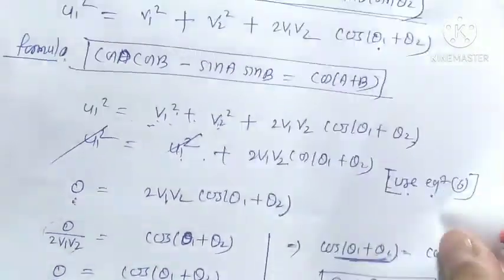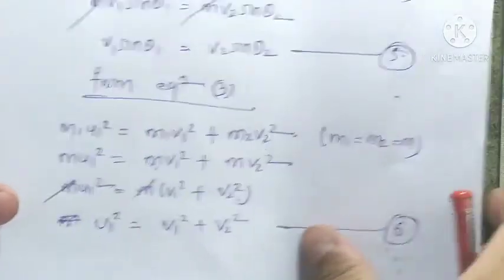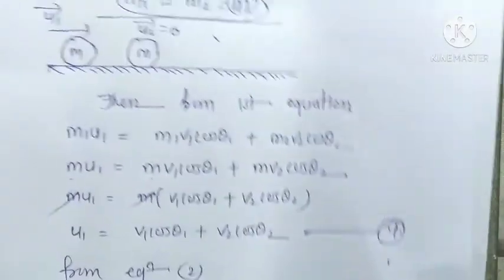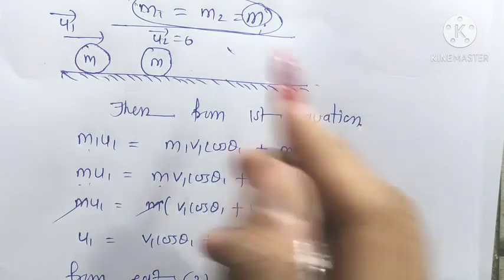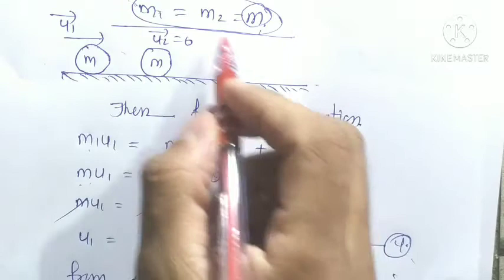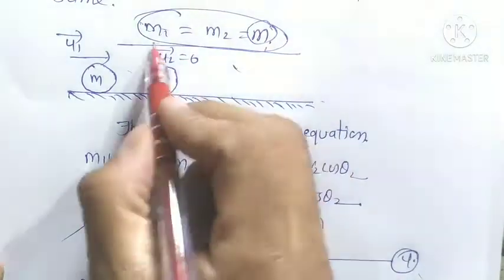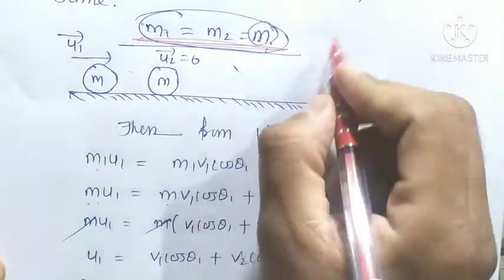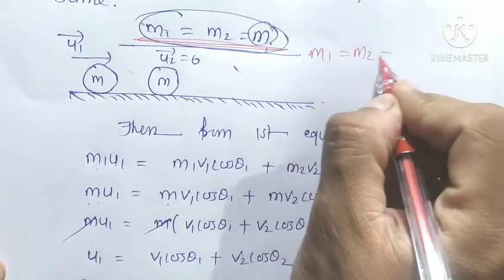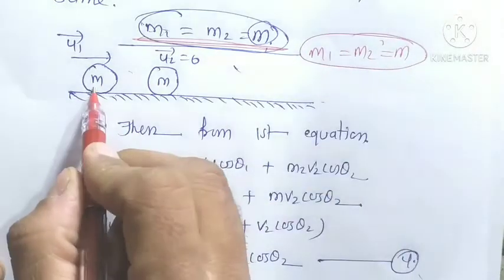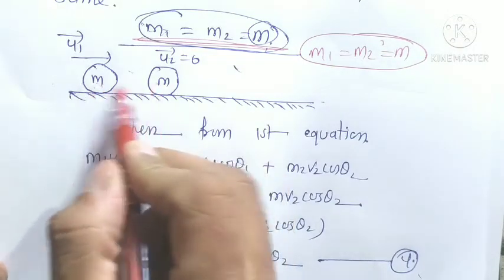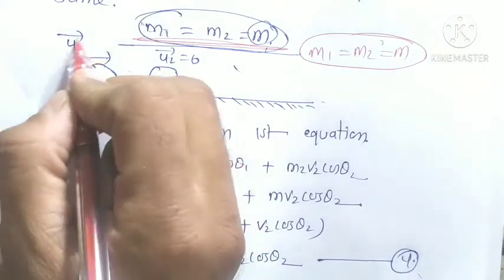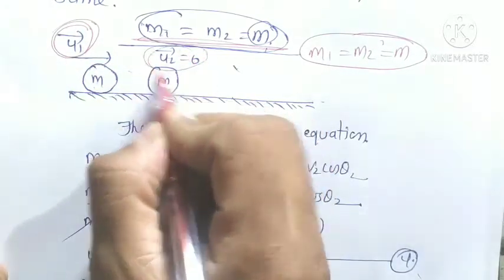Okay, so then what we do here, firstly, both bodies have the same mass. We take this condition, m1 is equal to m2 is equal to m. Both bodies have the same mass m, but the first body moves with velocity u1 and the second body is at rest.